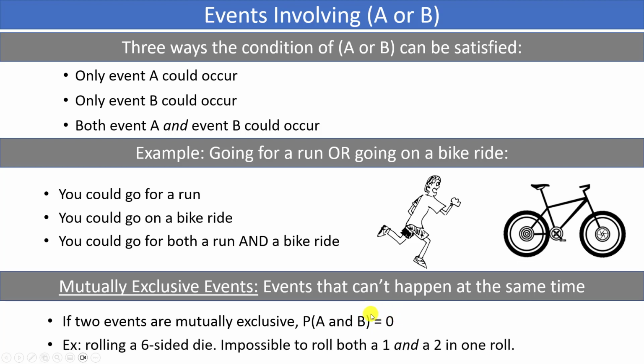An example of that might be the events related to rolling a 6-sided die. So maybe your first event is that you roll a 1, and your second event is that you roll a 2. Those two events would be mutually exclusive. If you're going to roll one die, you're either going to get a 1 or a 2 or something else, right? But you're not going to get both a 1 and a 2 in one roll. So therefore, we would say that those two events are mutually exclusive, and the probability that they happen together is going to be 0. Then we have these so-called addition rules related to or probabilities.